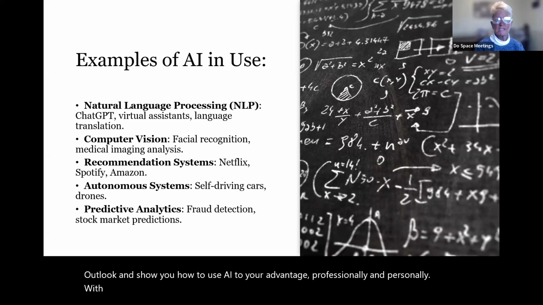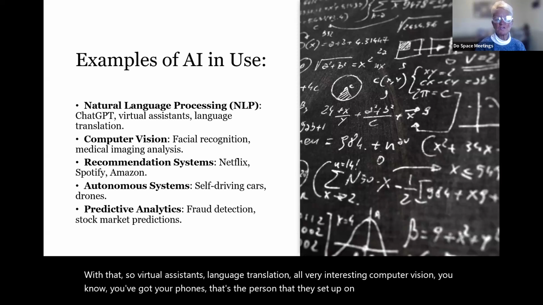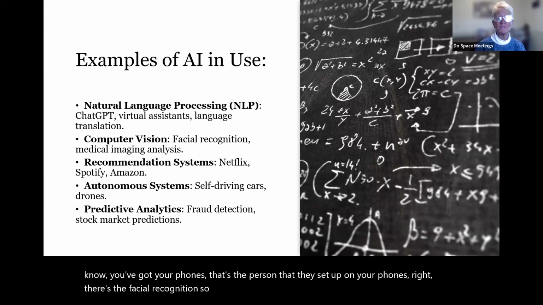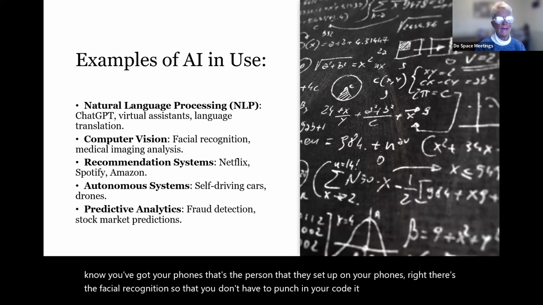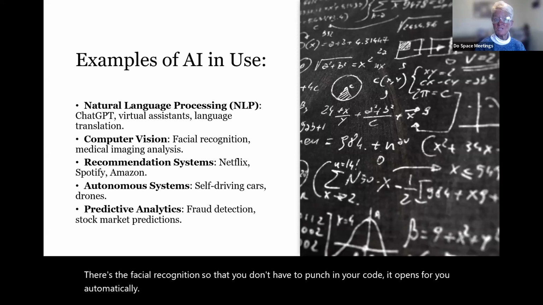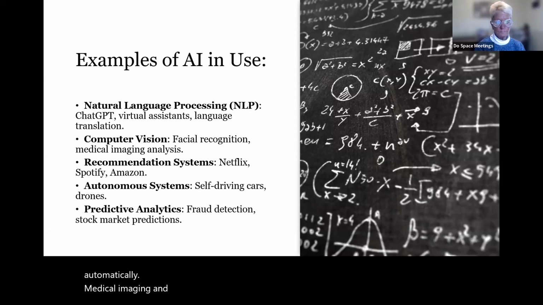So virtual assistants, language translation, all very interesting. Computer vision, you've got your phones. That's the first thing that they set up on your phone, right? Is the facial recognition, so that you don't have to punch in your code. It opens for you automatically. Medical imaging analysis. Recommendation systems such as Netflix, Spotify, and Amazon.